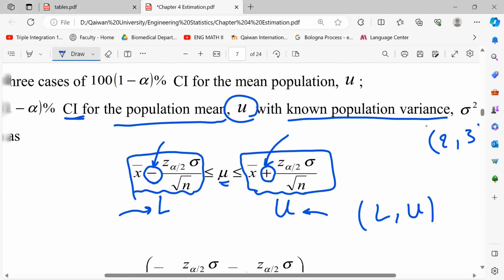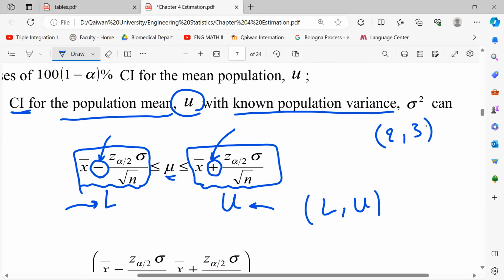So now, we use this rule for finding the interval for the percentage of confidence interval of the mean, if the variance is given. Variance means sigma squared. Sigma squared is variance.